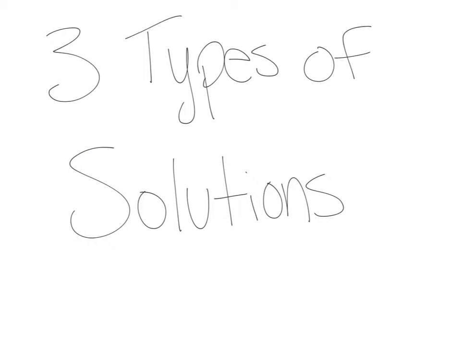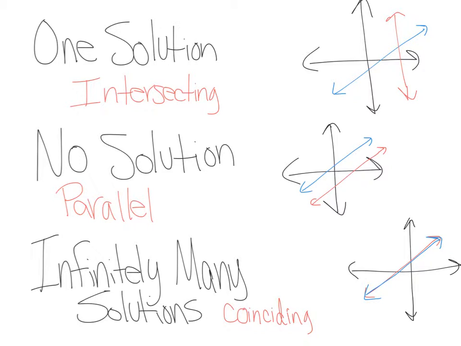So there are three types of solution. The first type is when we have one solution. If we have one solution, that means we have two lines that intersect at one point. No solution, this is when we have parallel lines, so two lines that never intersect. Infinitely many solutions, these are coinciding. That means that they are graphed one on top of the other, basically graphed on the same exact line. We call those coinciding, and that is infinitely many solutions because they are touching at every single point.